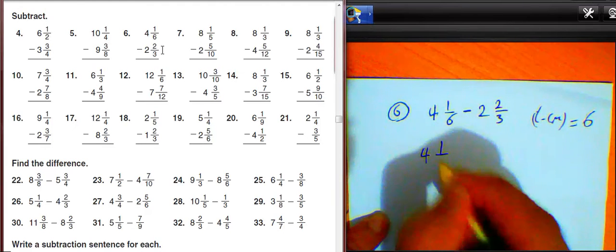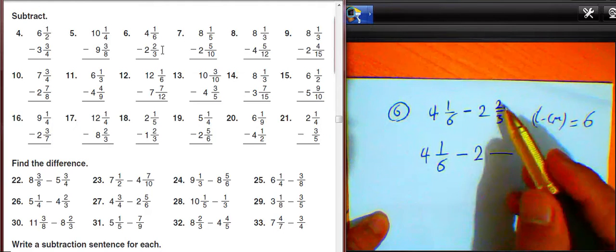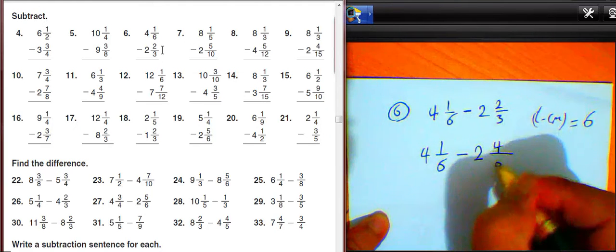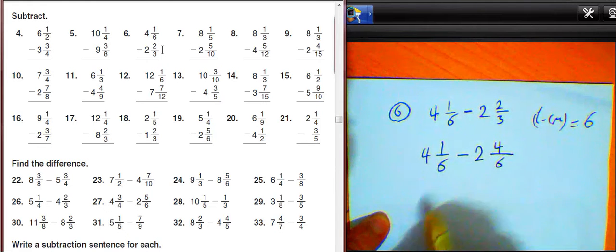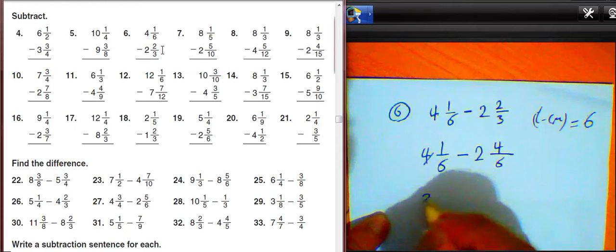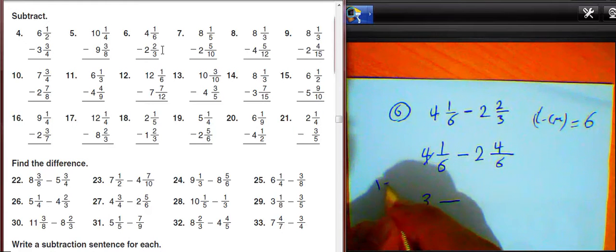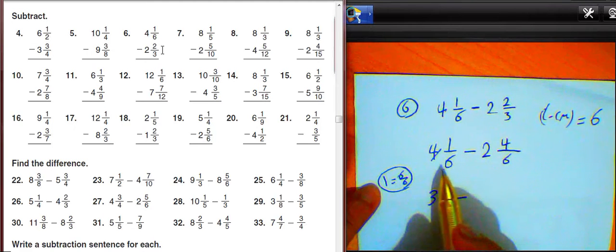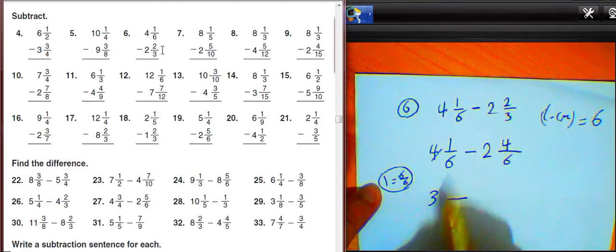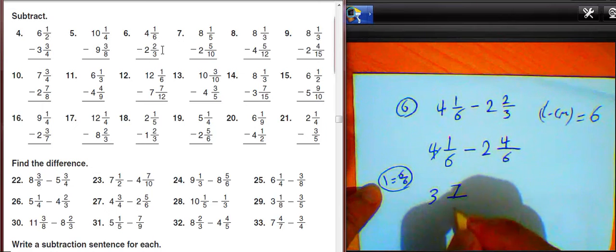So we can write 4 and 1 over 6 subtract 2, and 2 times 2 equals 4. 2 times 3 equals 6, but we can't subtract 4 from 1, so we must borrow 1 from 4, it will be 3. And what about this fraction? We know 1 equals 6 over 6. So if you borrow 1 from 4, 4 will be 3 and 1 will be 6 over 6. Why? Because 6 over 6 and 1 over 6 equals 7 over 6.